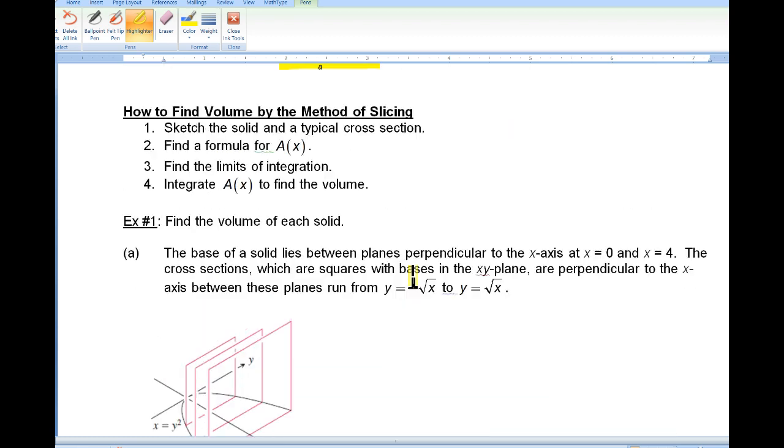So there are two different methods. This is the first one, the method of slicing. These are using what we call cross sections.